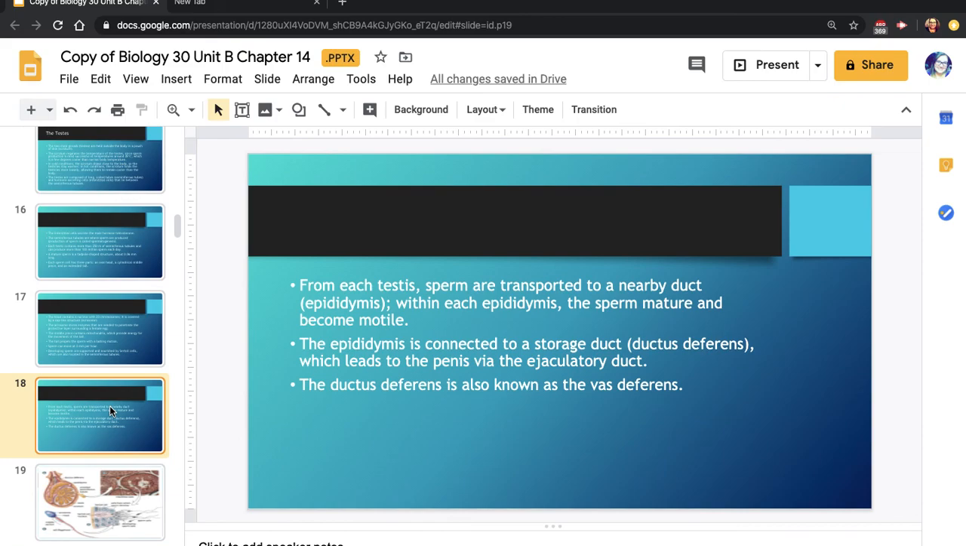From each testis, sperm are transported to a nearby duct called the epididymis. Within each epididymis, the sperm mature and become motile. The epididymis is connected to a storage duct called the ductus deferens, which leads to the penis via the ejaculatory duct. The ductus deferens is also known as the vas deferens. So that's what I told you earlier. That's that American way of saying it. This is the British.